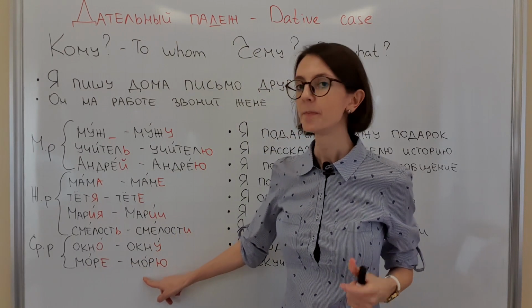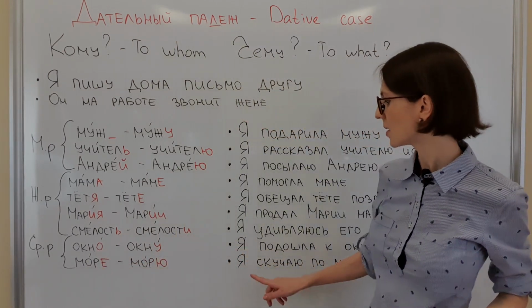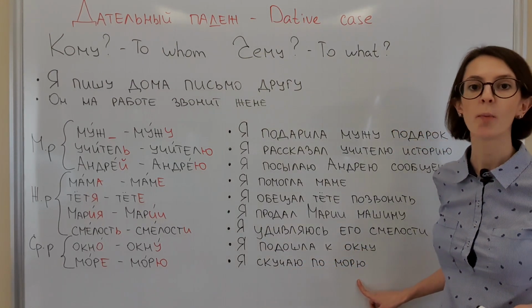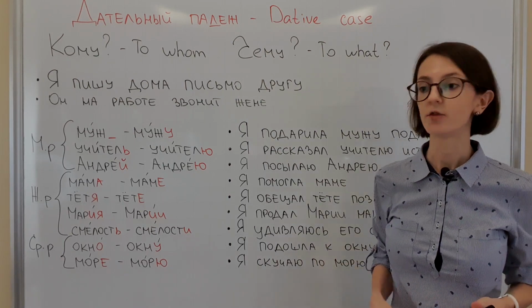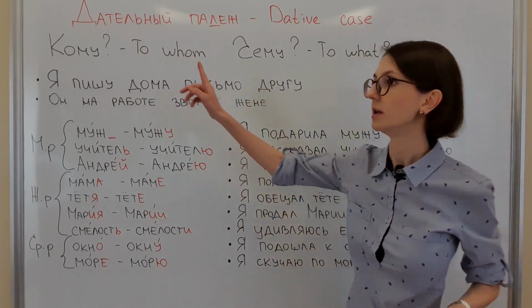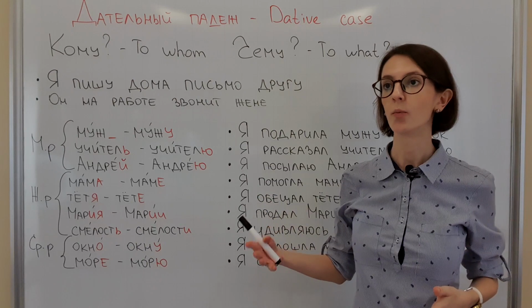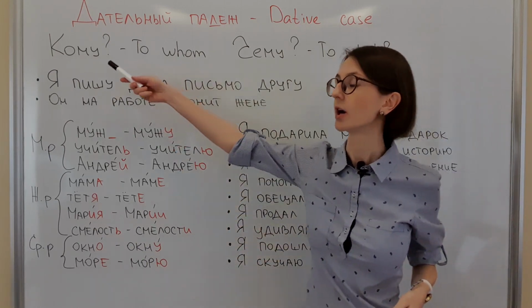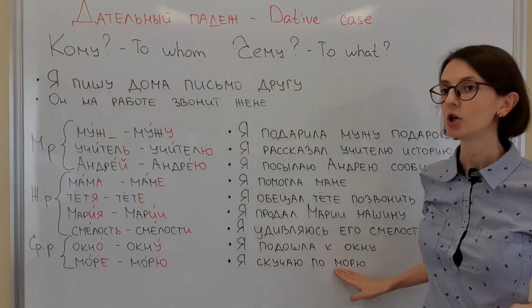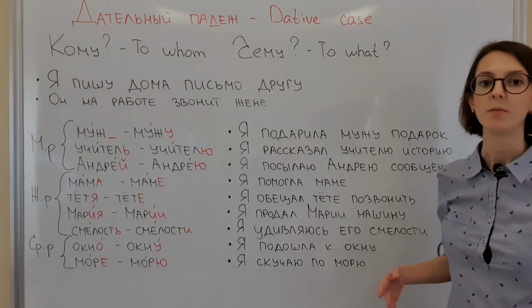Море, морю, it's a sea. Е we change to ю. For example, я скучаю по морю. Again, after the verb скучать по, we use dative case. It can be a living or non-living object. For example, я скучаю по маме. Я скучаю по кому? Я скучаю по маме. Or it can be a non-living object. Я скучаю по морю. I miss the sea.